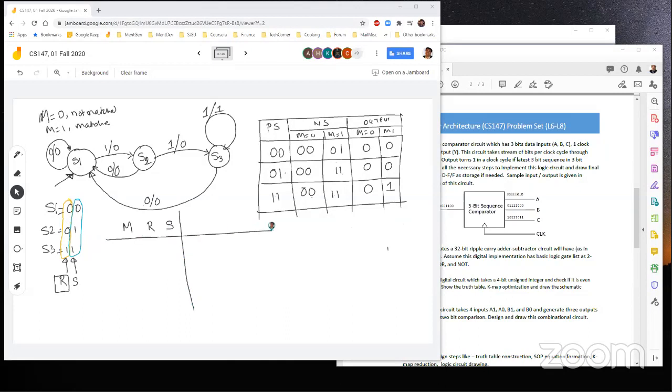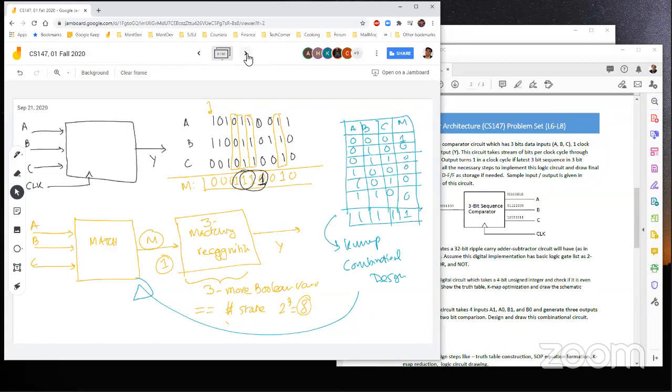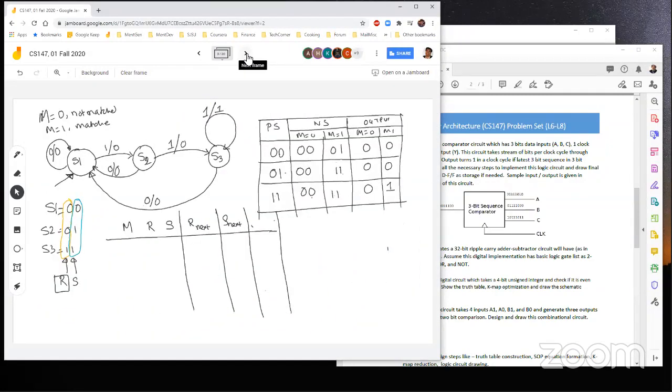On the output side, I have R next, that is the next state value, S next, and there is the output of the machine, which was already there, right? It was Y. Y was the output. So let's use that, Y.